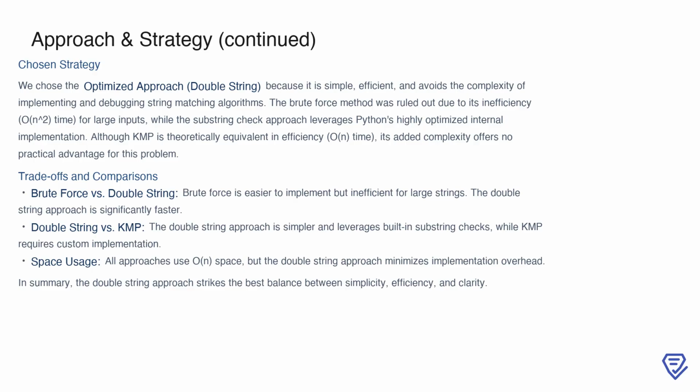When comparing the trade-offs, the double string approach stands out as the most balanced solution. It is significantly faster than brute force, avoids the overhead of custom algorithm implementation like KMP, and requires only O(n) space, which is consistent across all considered approaches. By choosing the double string method, we achieve an elegant solution that maximizes efficiency while minimizing implementation overhead, making it the ideal strategy for this problem.